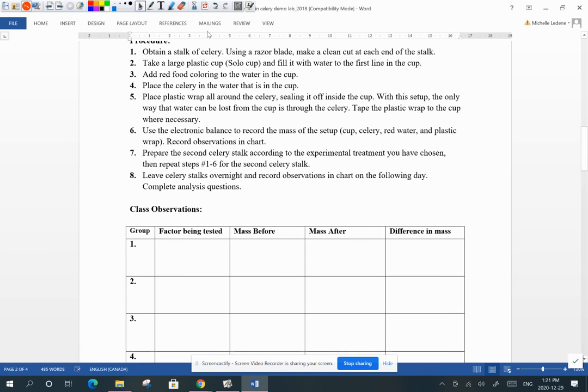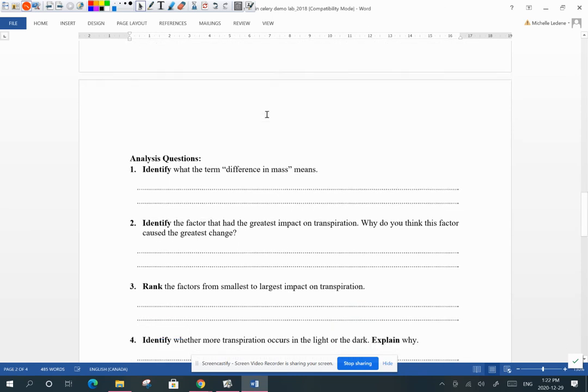So you guys will take a stalk of celery, cut the ends off, fill some water into a plastic cup, add food coloring, and then apply your particular manipulated variable. What treatment are you using? Are you going to be the fan imitating wind? Are you going to try temperature? Are you going to try leaves, no leaves? What are you going to do that is going to change the transpiration rate? And then we will talk about it.